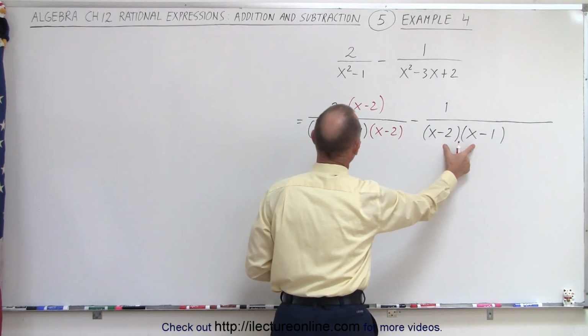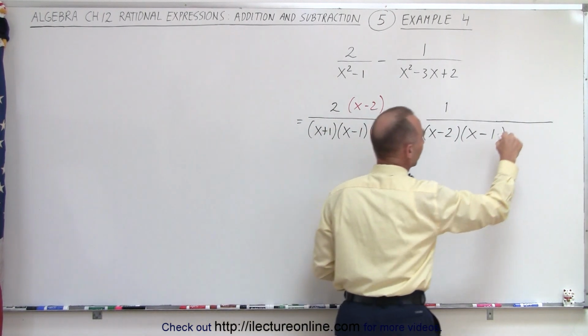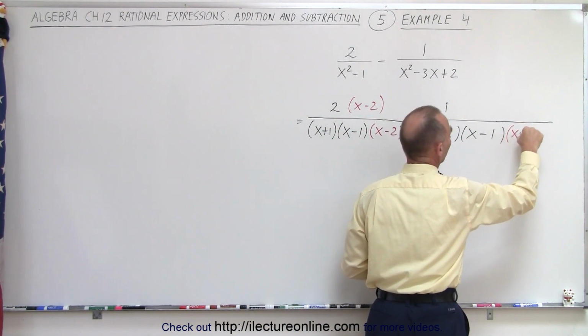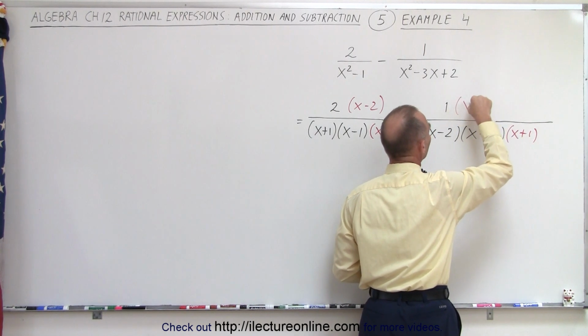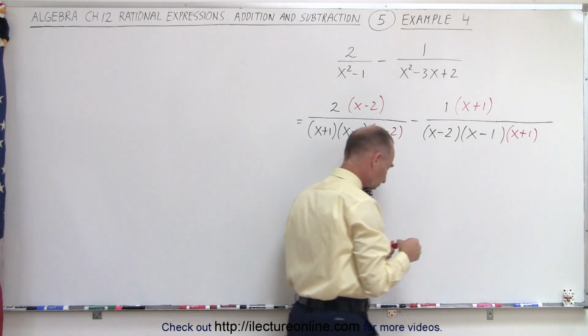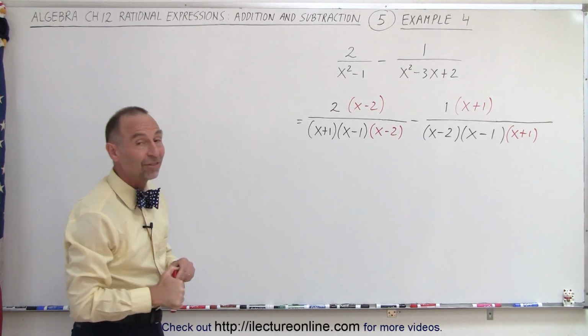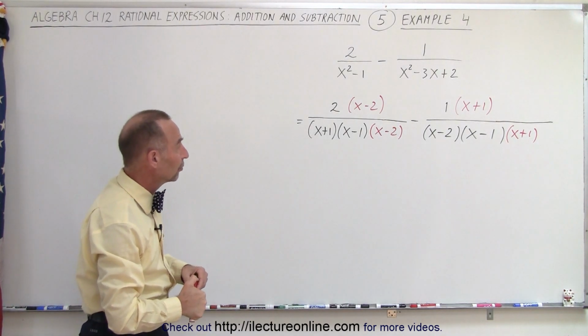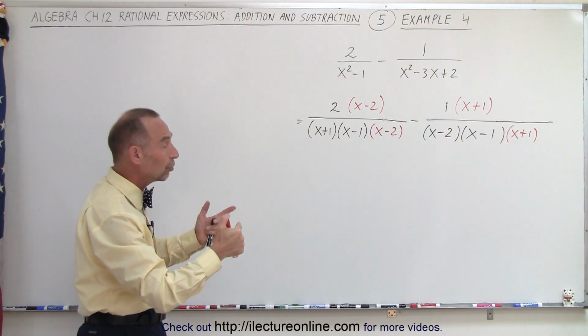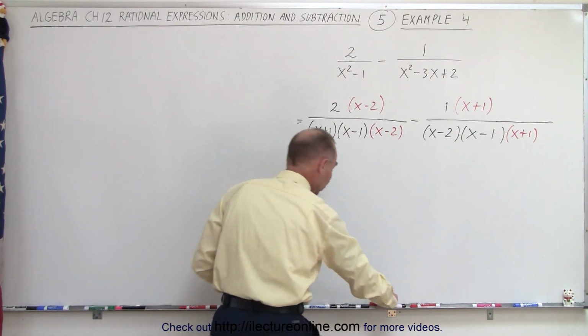Over here, the missing factor is x plus 1, which means we're going to multiply by x plus 1, but that means we have to multiply the numerator by x plus 1 as well. So now you can see that both of them have the same common denominator. So now we can write both numerators over the same common denominator as follows.